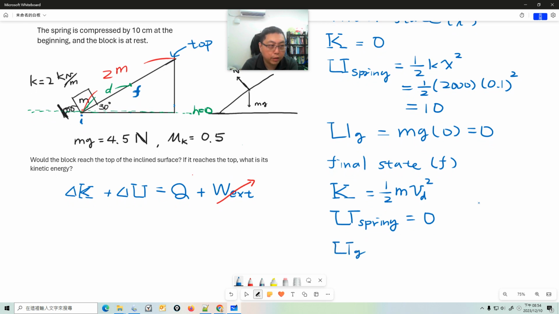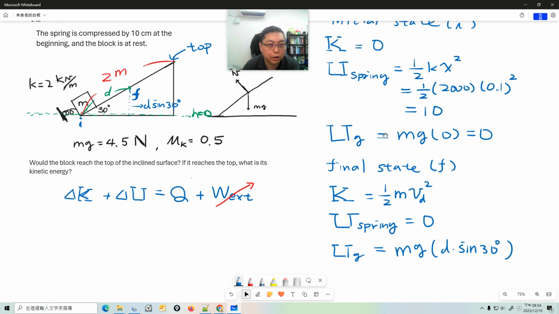Yes, we have. Be careful. We have potential energy here because the height is d sine 30 degrees. Don't forget it's d sine 30 degrees. This is geometry. So we have mg times d times sine 30 degrees. That's our gravitational potential energy at the final state. So we have all the information on kinetic energy and potential energy.